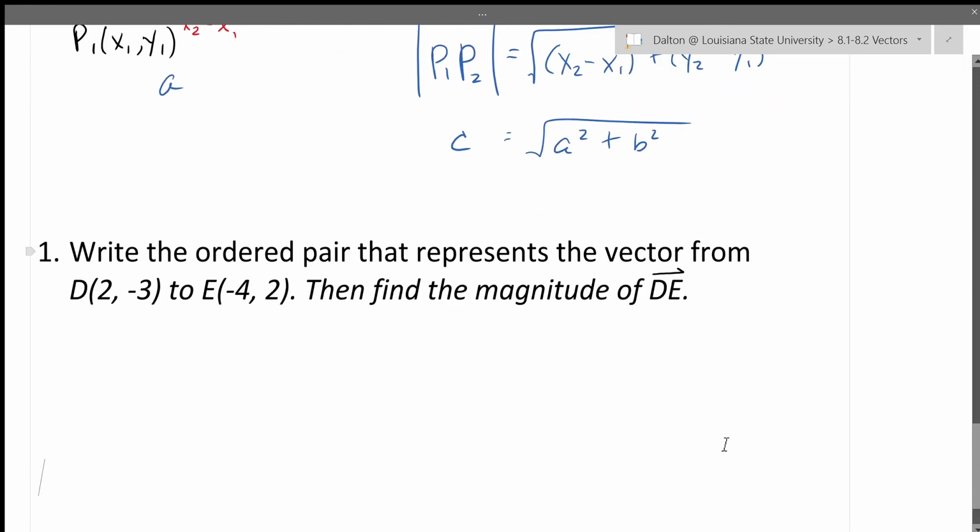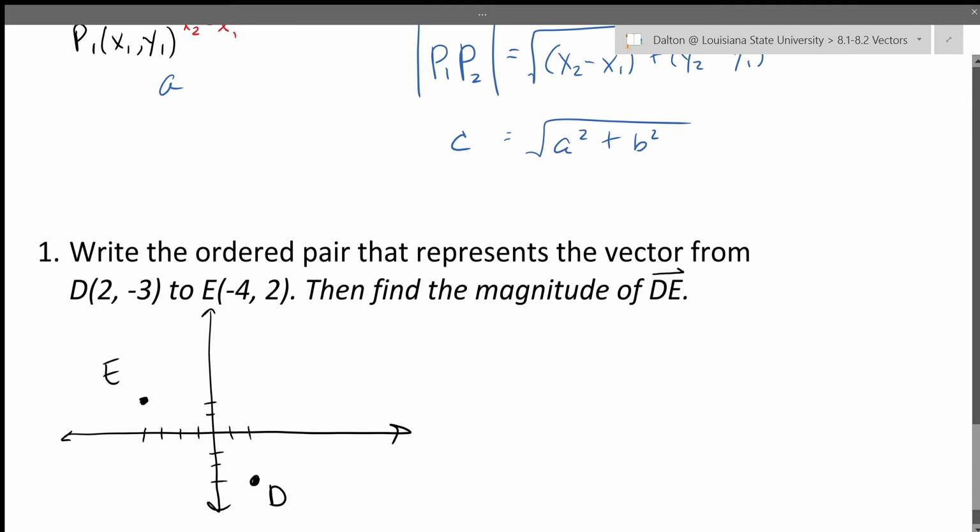So it says, write the ordered pair that represents the vector from these 2 points. Visually speaking, what we have going on here, as if we sketch out a coordinate plane very quickly, and I graph those 2 points. So D is at about (2, -3). So there's point D. E is at (-4, 2). And it doesn't have to be perfect. I'm just trying to sketch what we're looking at here.